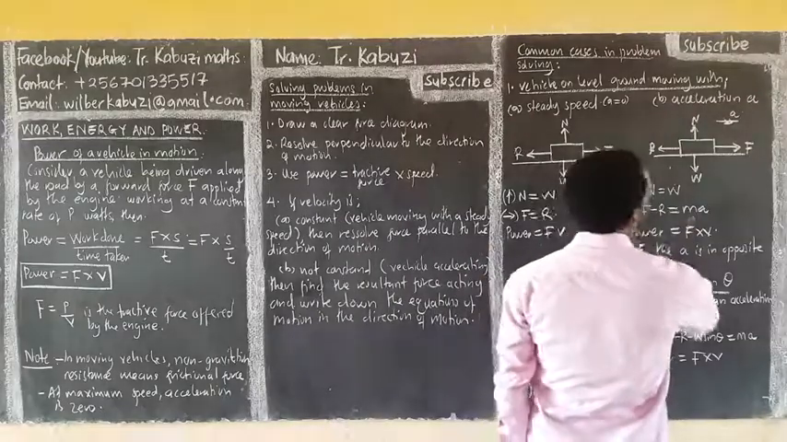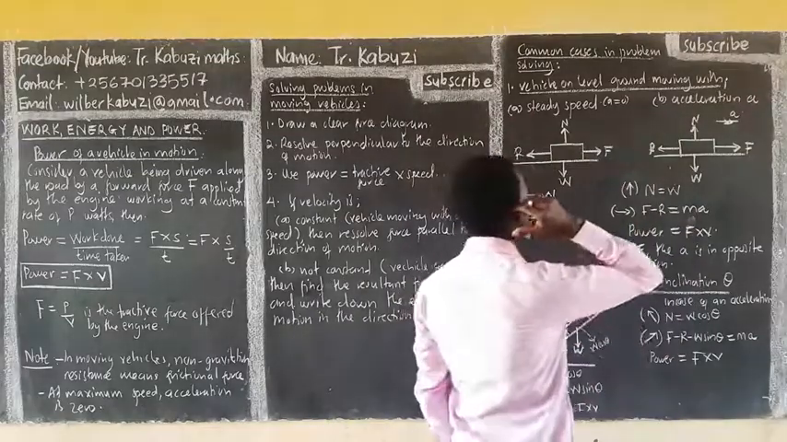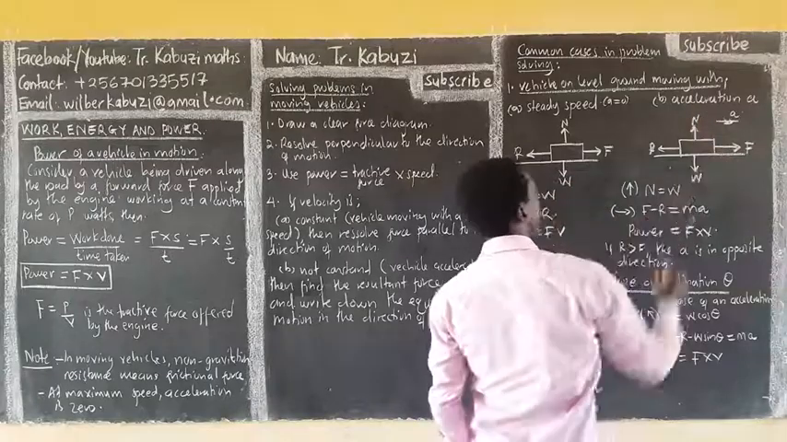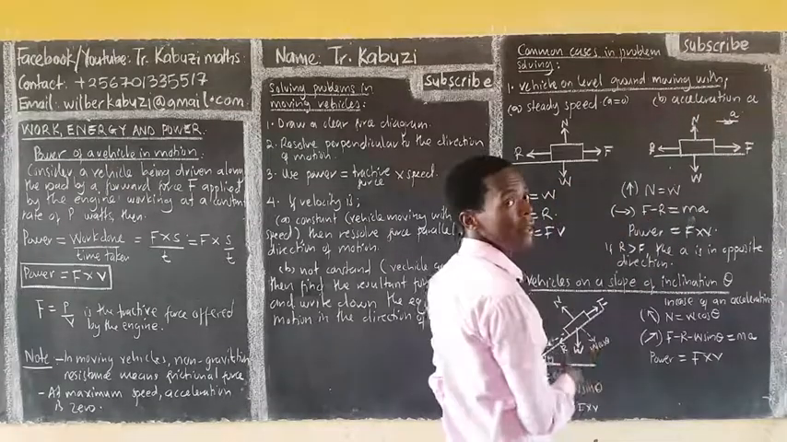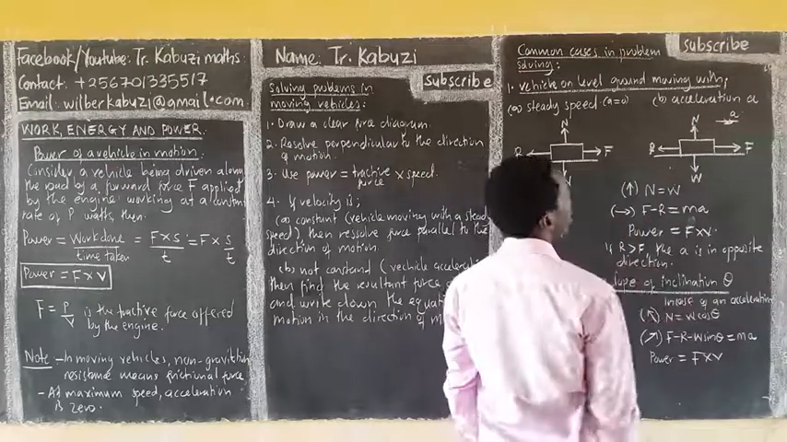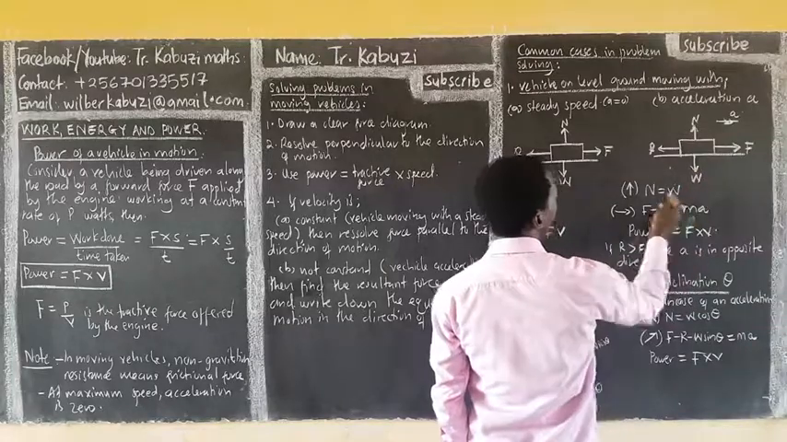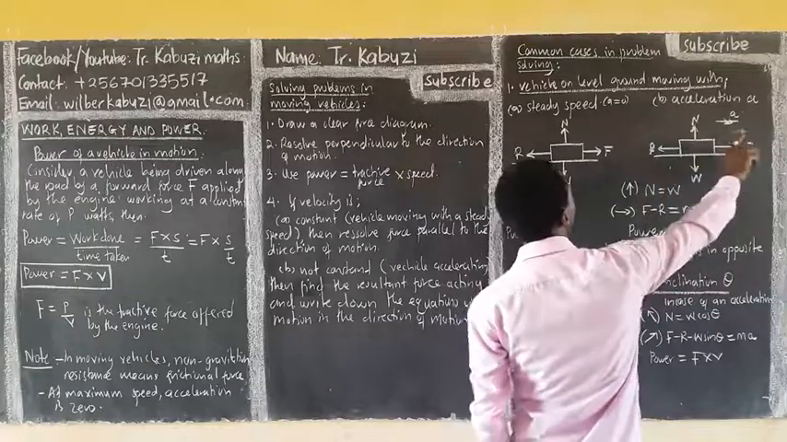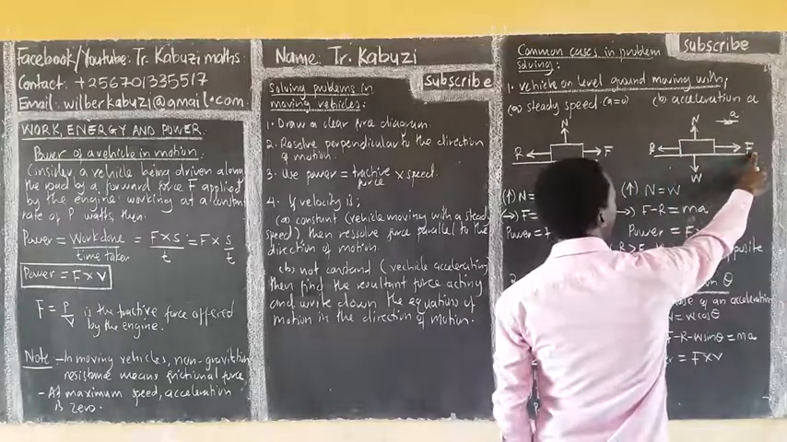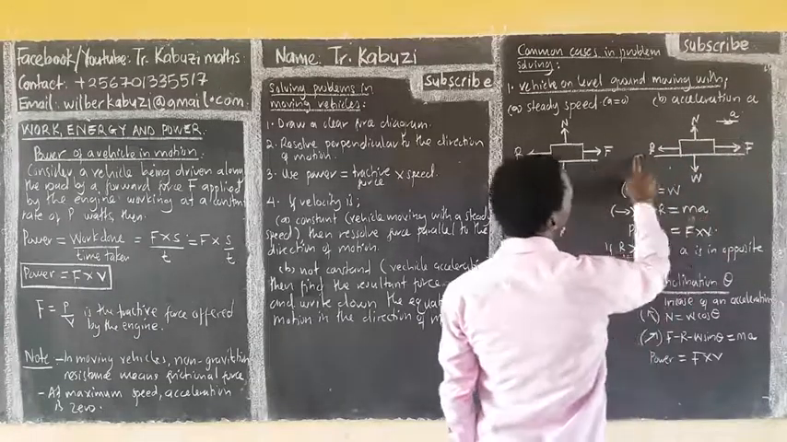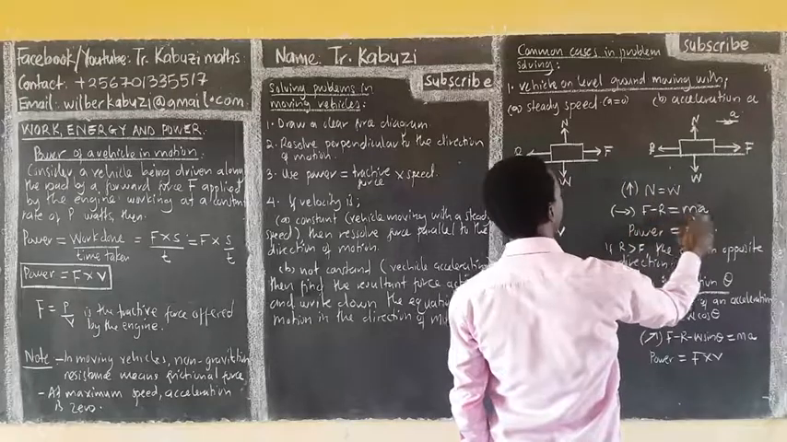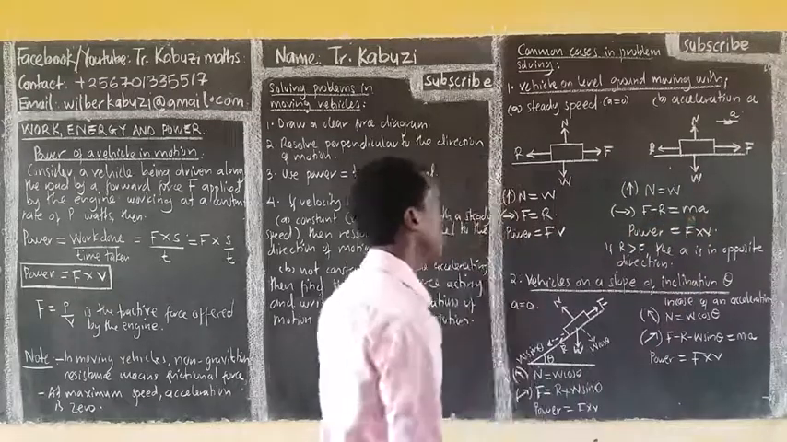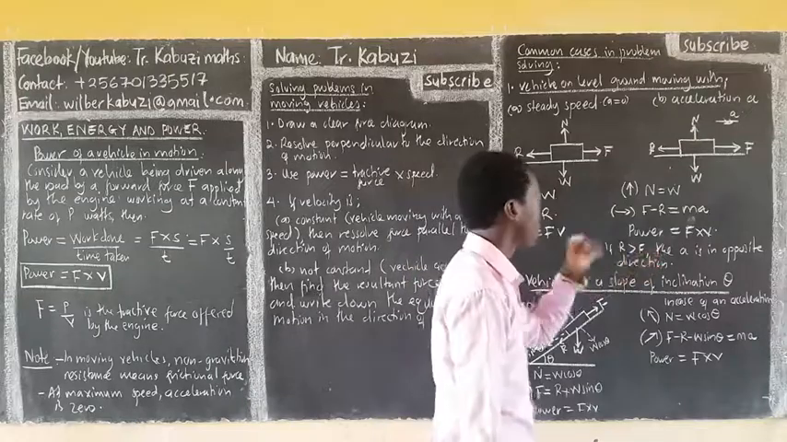If we have acceleration A, then in this direction there's no acceleration because the vehicle is not moving up but horizontally. So this and this are balancing, so they are equal. Now, if the acceleration is in this direction, this force pushes the vehicle, then minus the resistance equals the mass of the vehicle times the acceleration. Still, our power is equal to F times v.